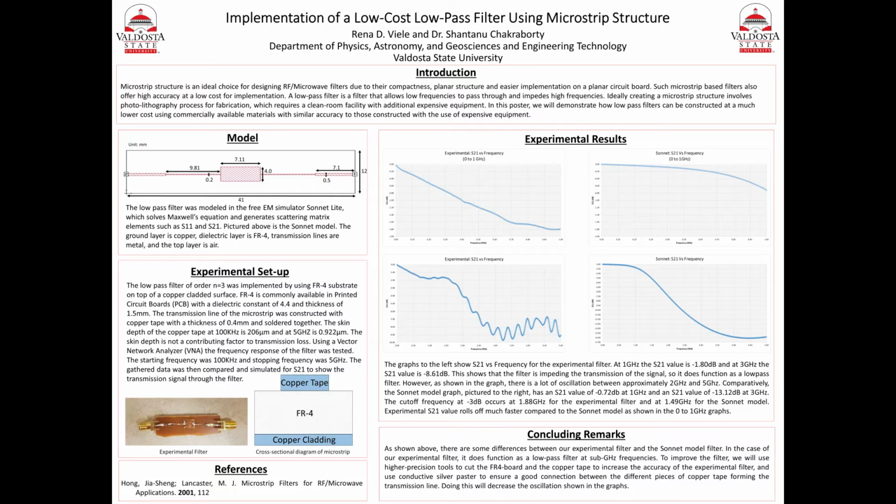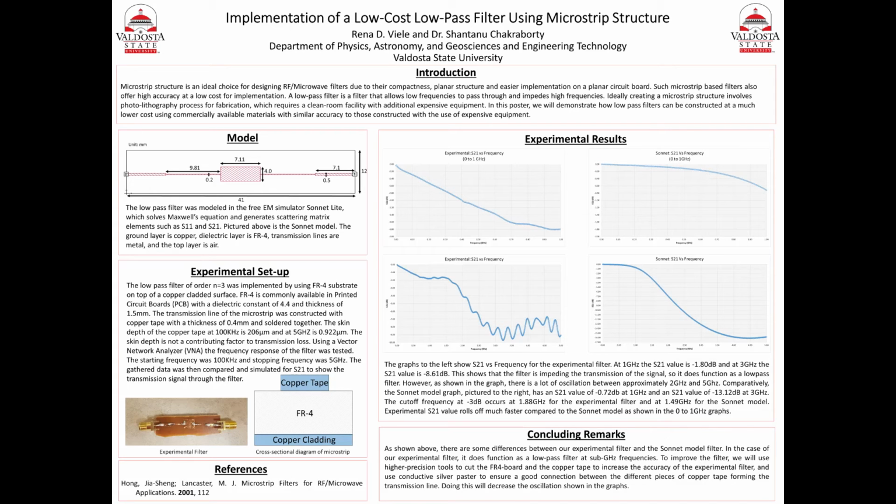My experimental filter did impede the transmission of higher frequencies above 1 GHz. At 1 GHz, the S21 value is negative 1.80 decibel, while at 3 GHz, the S21 value is negative 8.61 decibel. For comparison, the Sonnet model shows us an S21 value of negative 0.72 decibel at 1 GHz and an S21 value of negative 13.12 decibel at 3 GHz.